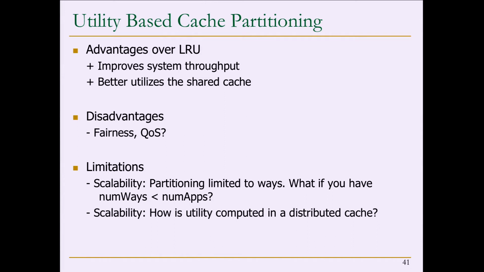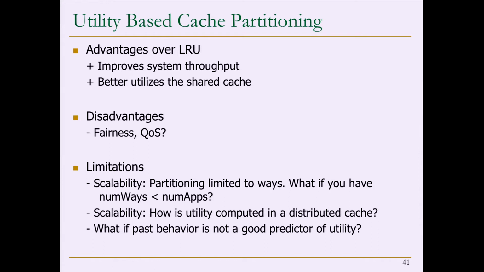Scalability is another problem. We've talked about distributed caches, right? This is nice, perhaps, if you have everything, the tag store, in one place. What if you have a distributed cache across the core? How do you figure out all this information? How do you aggregate it? So this is an open problem, actually. How do you design distributed caches, and how do you actually partition the distributed caches?